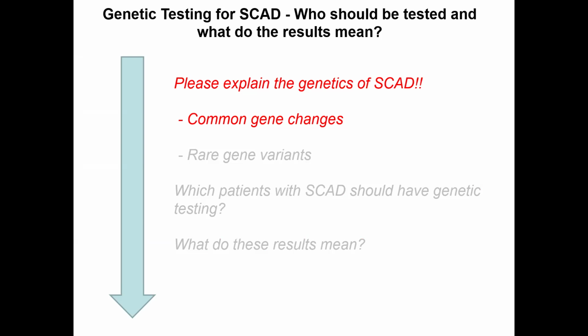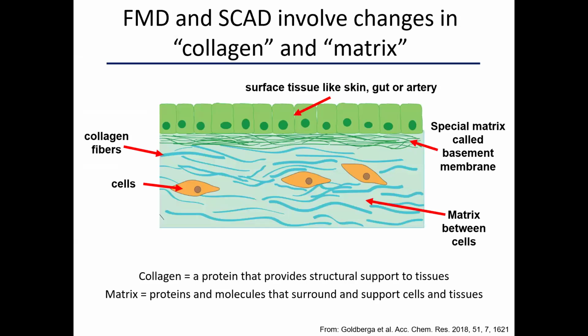So let's get going. Let's talk about common gene changes in SCAD. One of the important messages that I wanted to get across today: we've come to understand from all the genetic work and lots of research that both FMD and SCAD involve changes in what are called collagen and matrix genes. So what are these things?